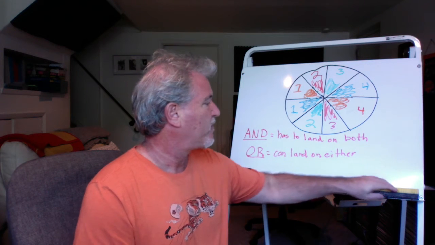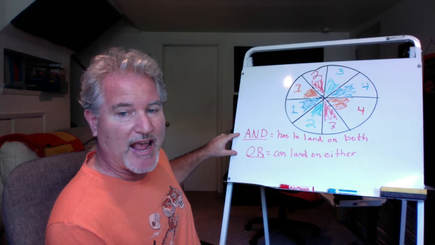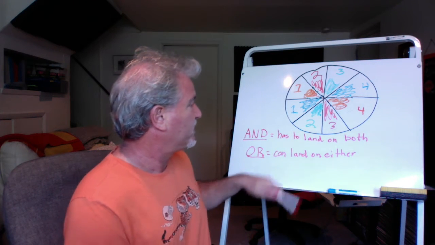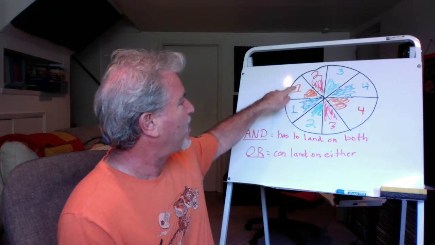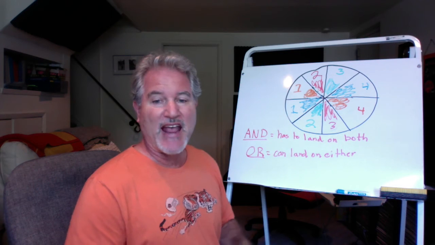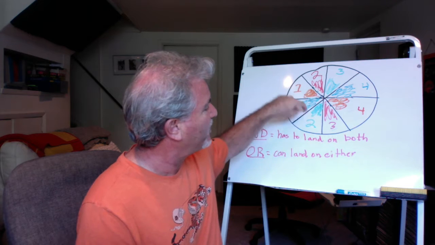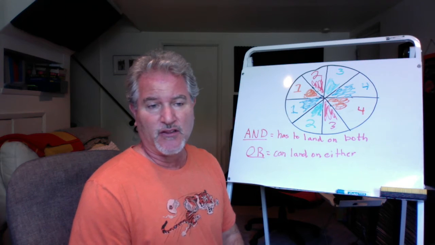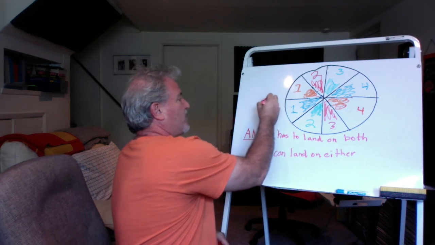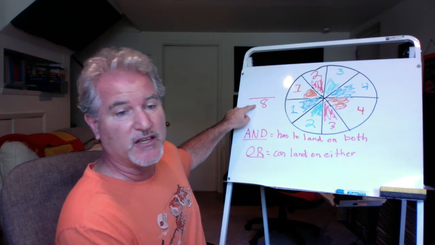So today we're going to figure out the difference between what we mean when we say "and" or "or" in probability. Let's take an example. Right now we have 1, 2, 3, 4, 5, 6, 7, 8 possible outcomes. If I spin a spinner and it goes around, there are 8 spaces it could land on. That means our probability is always going to have an 8 in the denominator, because that's the total number of possible outcomes.